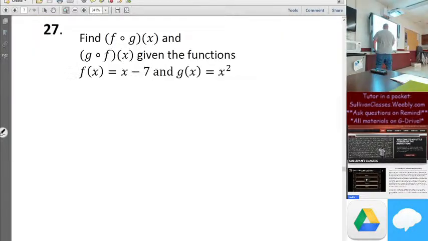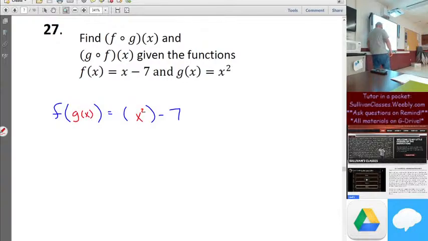Fogging off. Remember those, our little Russian nesting dolls? You put this function into that thing. Find f of g. Well, f of a thing is thing minus 7. G is x squared, so put x squared in everywhere I saw an x. So f of g of x is x squared minus 7.